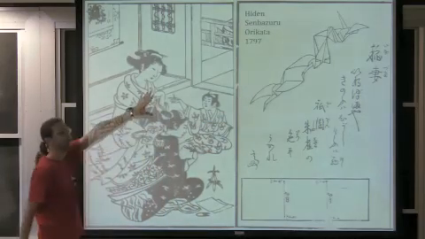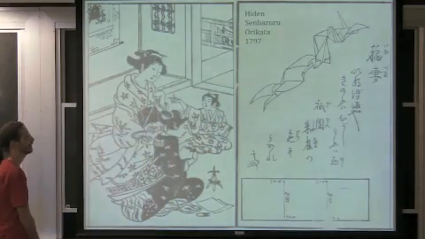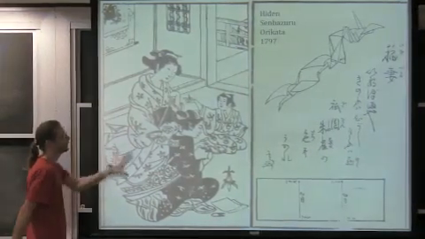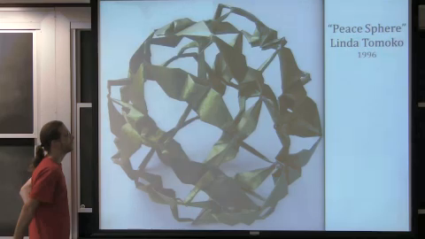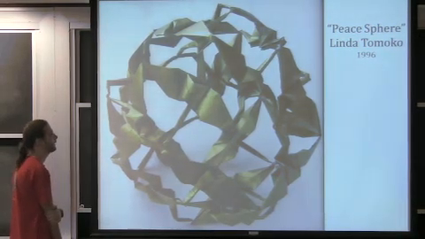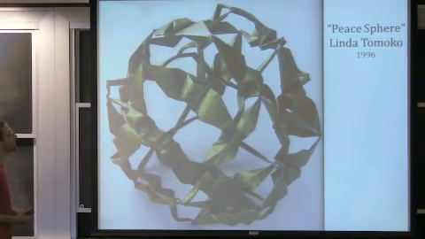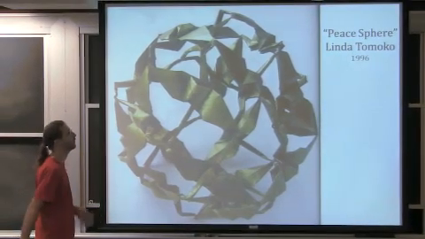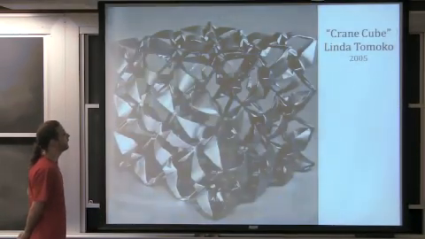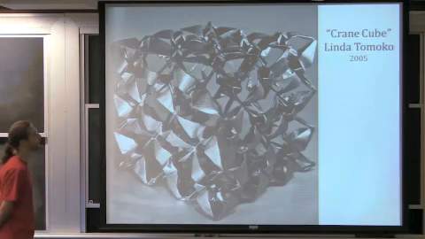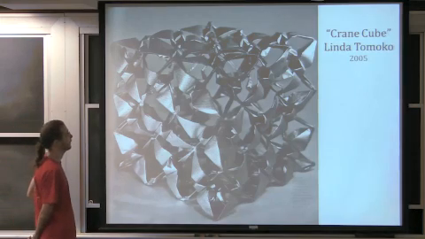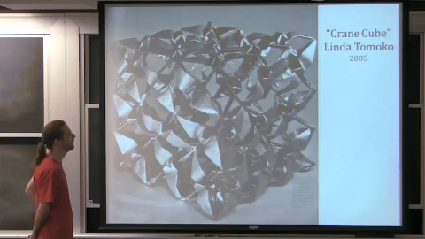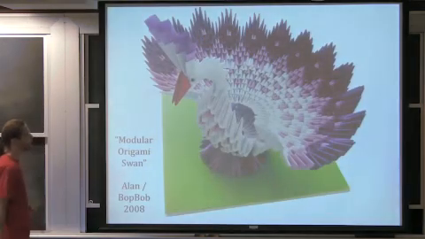This is an old book from 1797, not much later than that last reference. We have a copy of this book if you're interested in checking it out. Lots of different designs. And there have been some recent works in making really nice spheres out of connected cranes by Linda Tomoko. And here's one out of silver foil. So really cool connected cranes. So that's a traditional origami style.